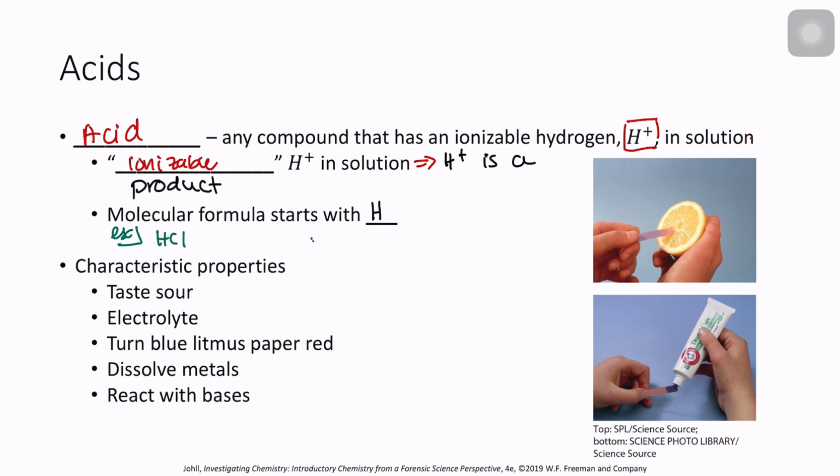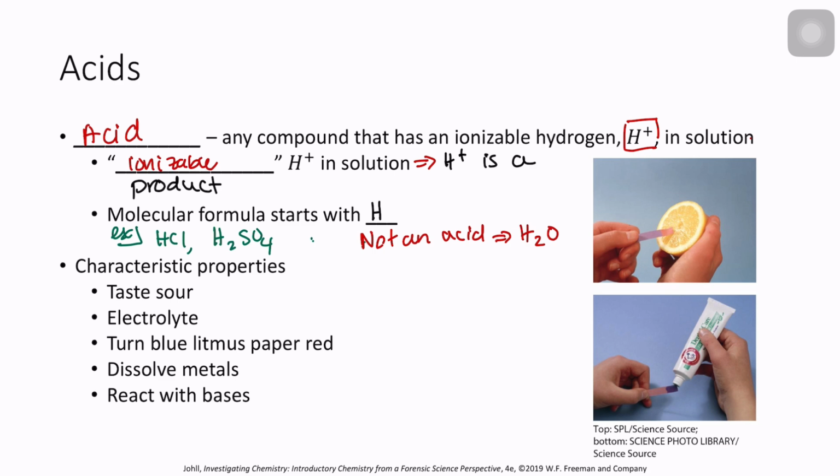An example might be HCl. I know that's an acid because it starts with H. H2SO4. I know that's an acid because it starts with H. Something that starts with hydrogen that is not an acid is water. Water is not an acid even though it starts with hydrogen. So just be aware of that.